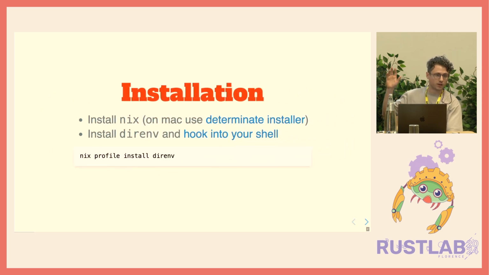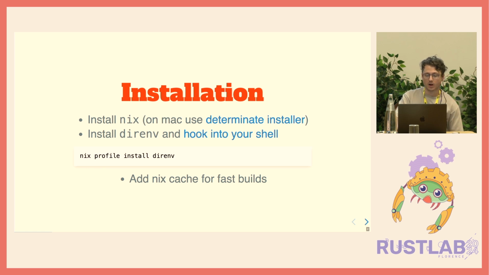For the installation, there is an installer for Nix that will install it on your computer, and I recommend using the Determinate installer because it works well with the Mac, especially if you're using a Mac. I'm not going to talk about NixOS, that's a whole different universe. With Nix itself, you can install direnv. Of course, there are many ways to install direnv, and if you install direnv, don't forget to hook it into your shell. And after installing Nix, remember to configure the cache. You can look it up online, because otherwise you might get slow builds.